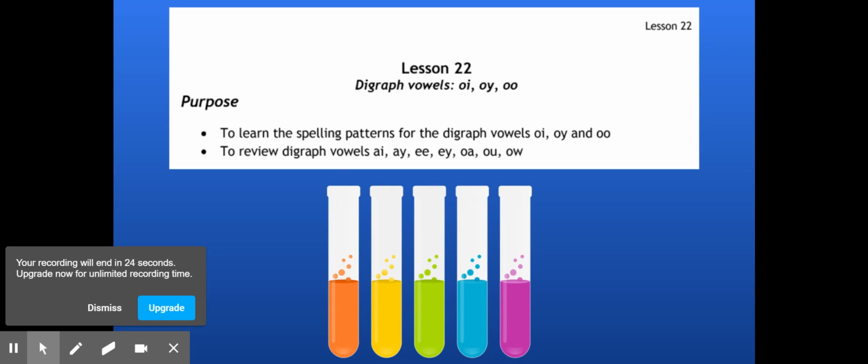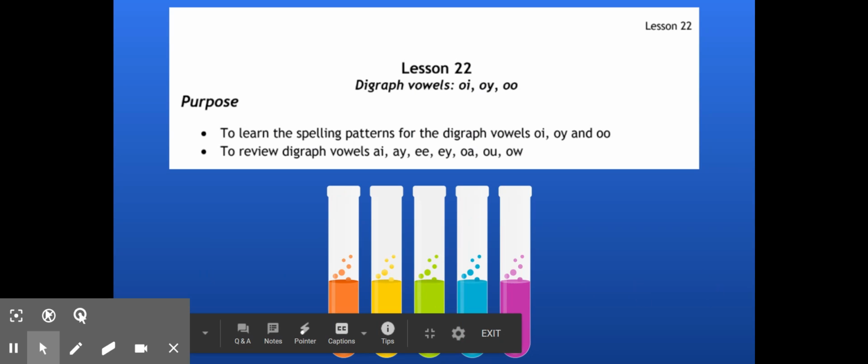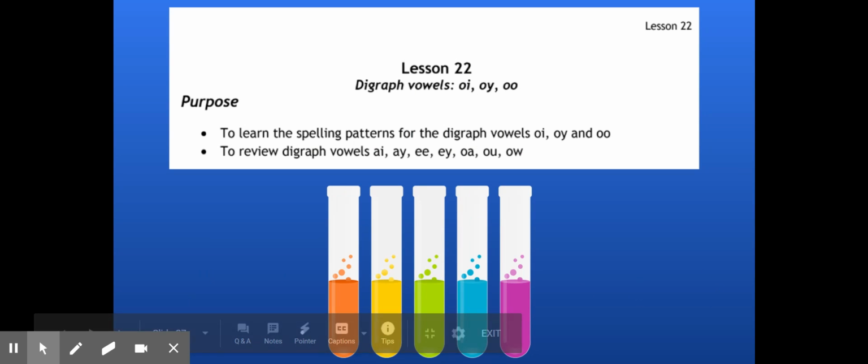And then the last ones that we'll go through are the oi sounds, or ooh, or some of these different sorts of sounds. And again, that'll be on next week.